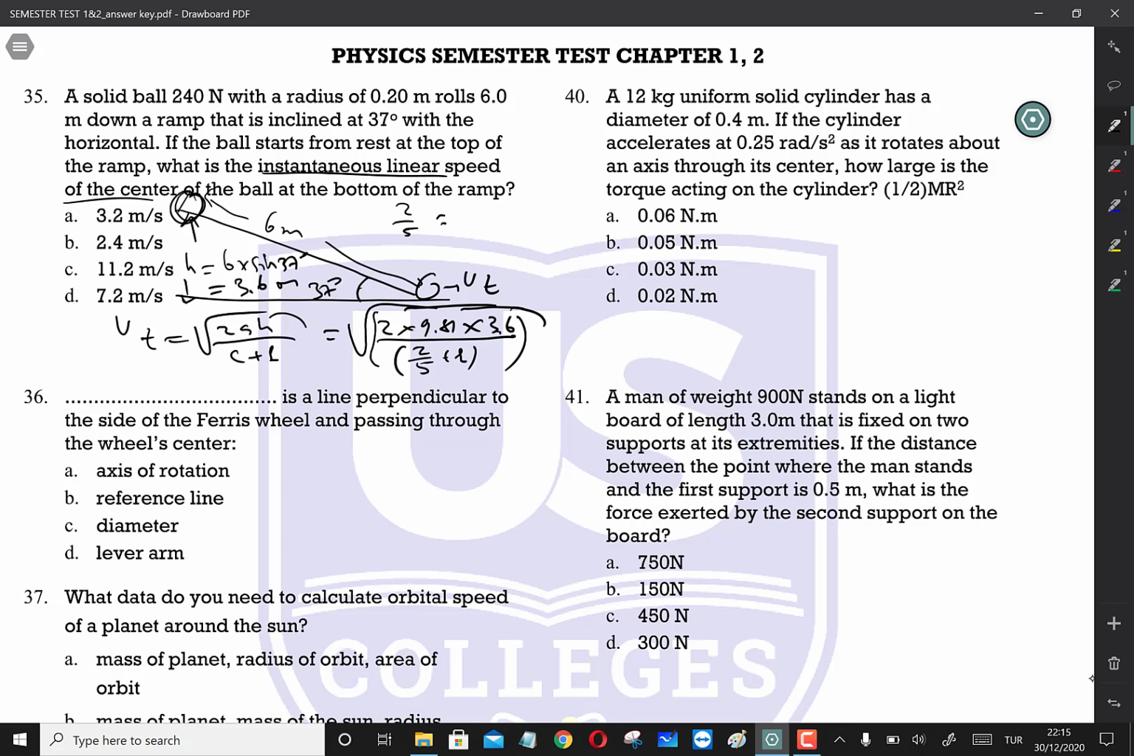So let's use the calculator. 2 multiplied by 9.81 multiplied by 3.6 divided by 2/5 plus 1, which is 7/5, and then take the root of this, which is equal to almost 4.5 meter per second. And here we also have a problem, 16.7. We should check these answers again.